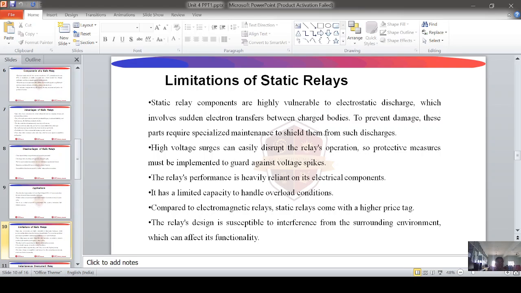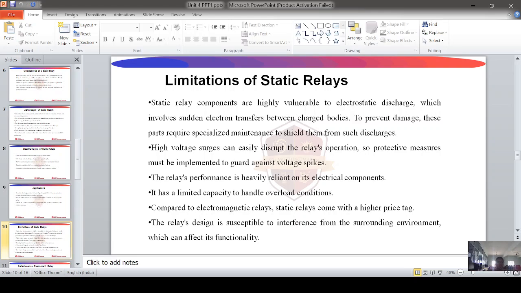Limitations of static relays. Static relay components are highly vulnerable to electrostatic discharge, which involves sudden electron transfers between charged bodies. To prevent the damage, these parts require specialist maintenance to shield them from such discharge.